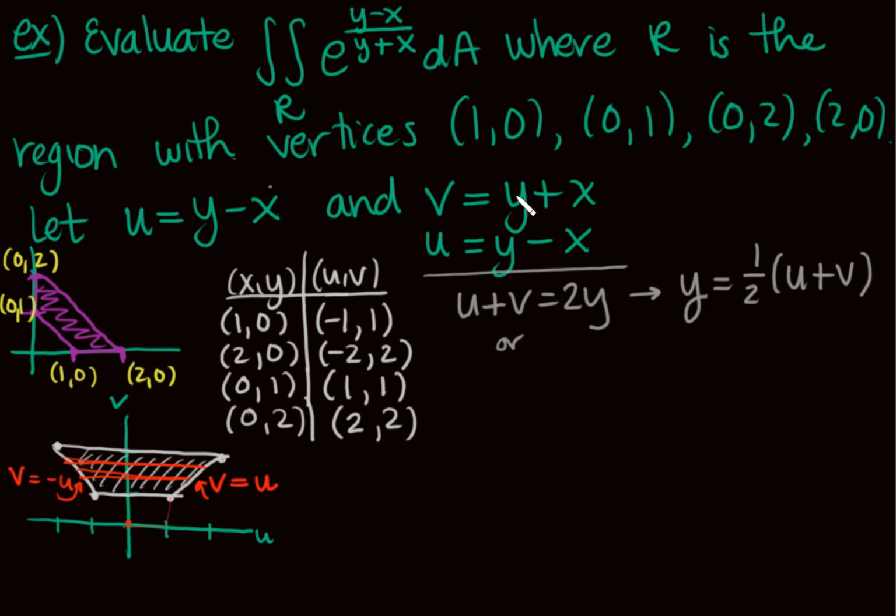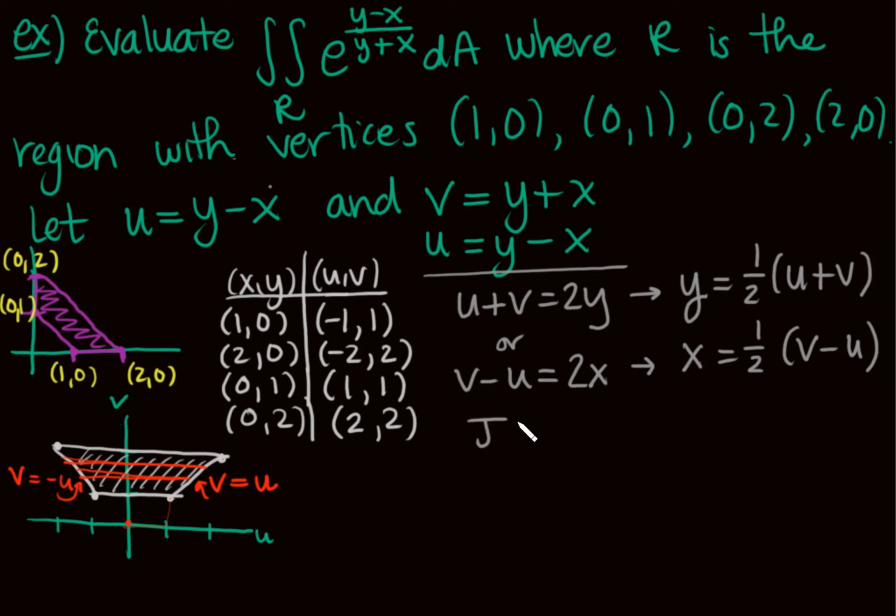So if I subtract these two right here, then I get v minus u equals, the y's would cancel, and I get x minus a negative x, which is a positive x. So I get 2x. That means x is 1/2 of v minus u. Okay, again, why did I need those? Because I need to find the Jacobian.